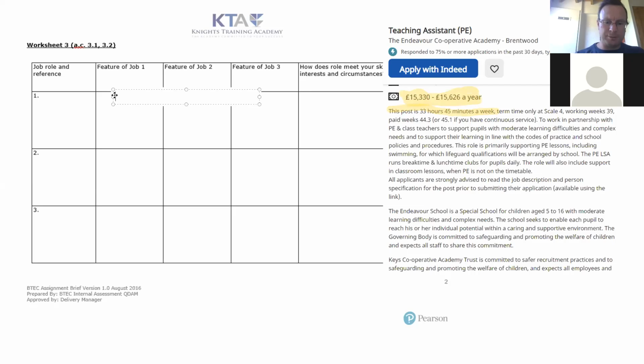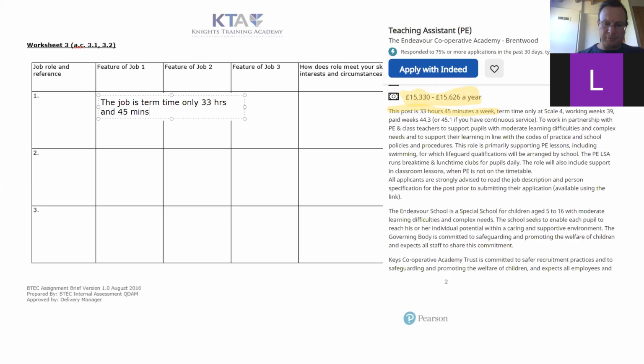Okay, so the job is, okay. So that's useful to know. That equates to roughly just about a 4-day week, maybe slightly more.